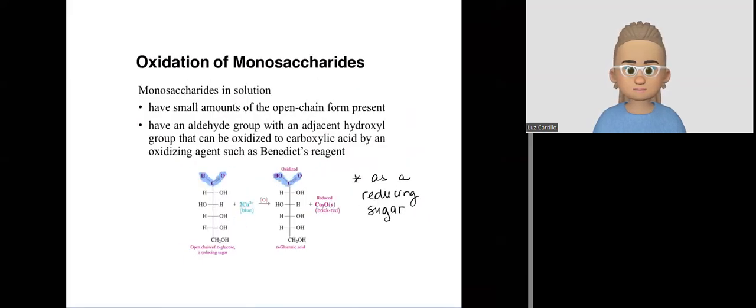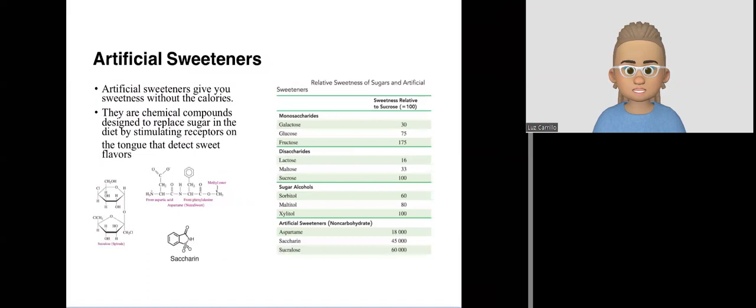The last reaction, quote unquote, that I want to talk about is the creation of artificial sweeteners. So artificial sweeteners are going to be a variety of compounds that give you sweetness without the calories. They are chemical compounds that have been designed to replace sugars in diet, and they actually stimulate the receptors in the tongue to detect sweet flavors.